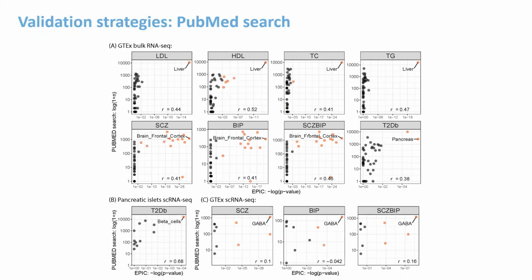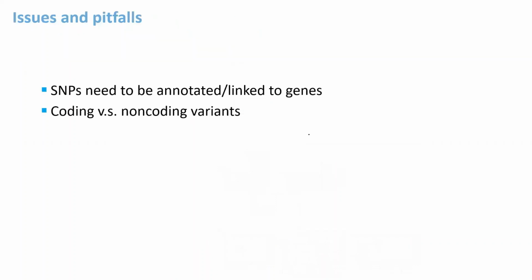Now, for the single cell part, it's not as impressive. Actually, it looks quite bad. We think that there is just not too many studies to date yet that try to find the cell types. But I think what's really reassuring is that we're able to find, at least for the GABAergic interneurons, we find the most hits from PubMed search. Okay, so this is one of the validation strategies that we carried out. So as good as this may all seem, there are some issues and pitfalls.